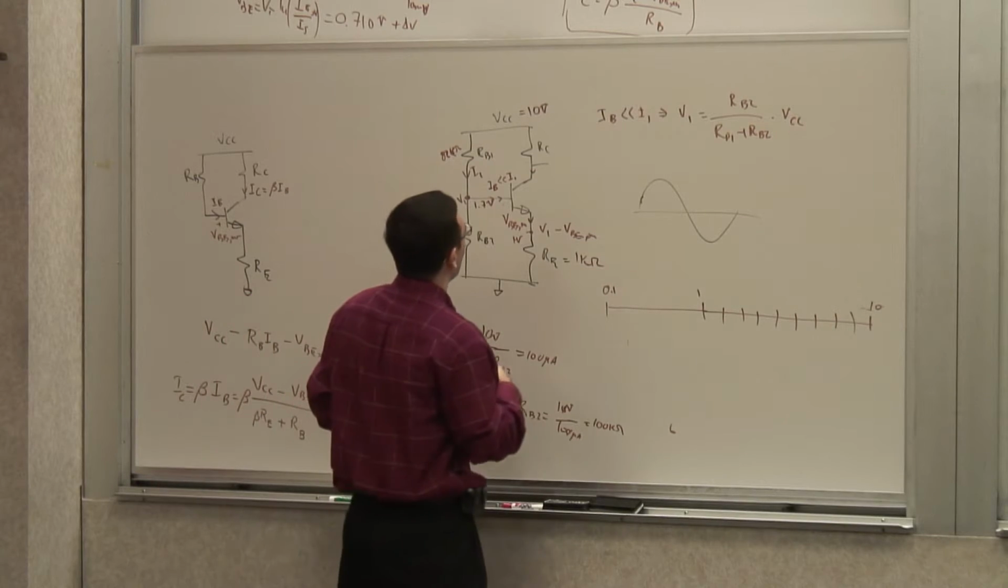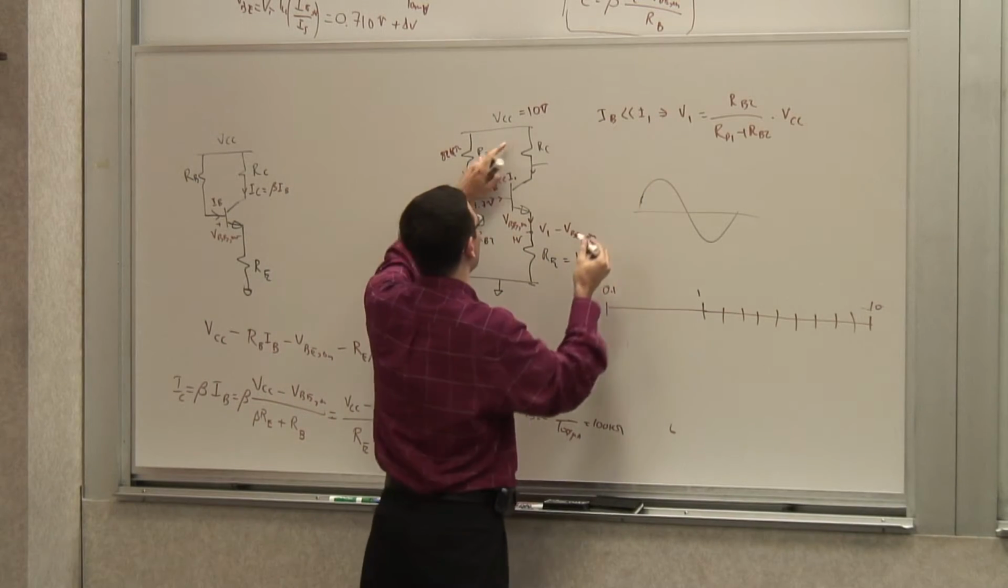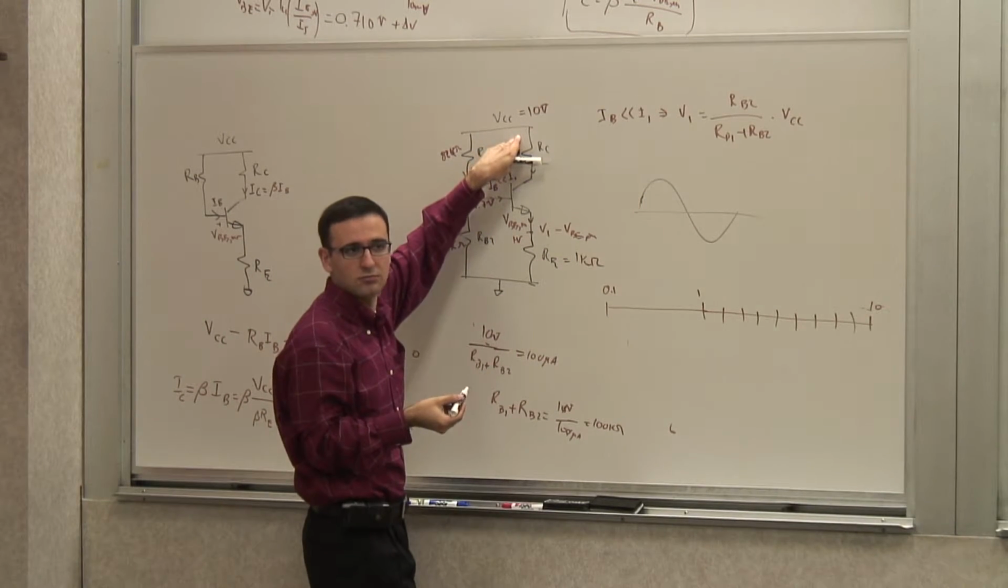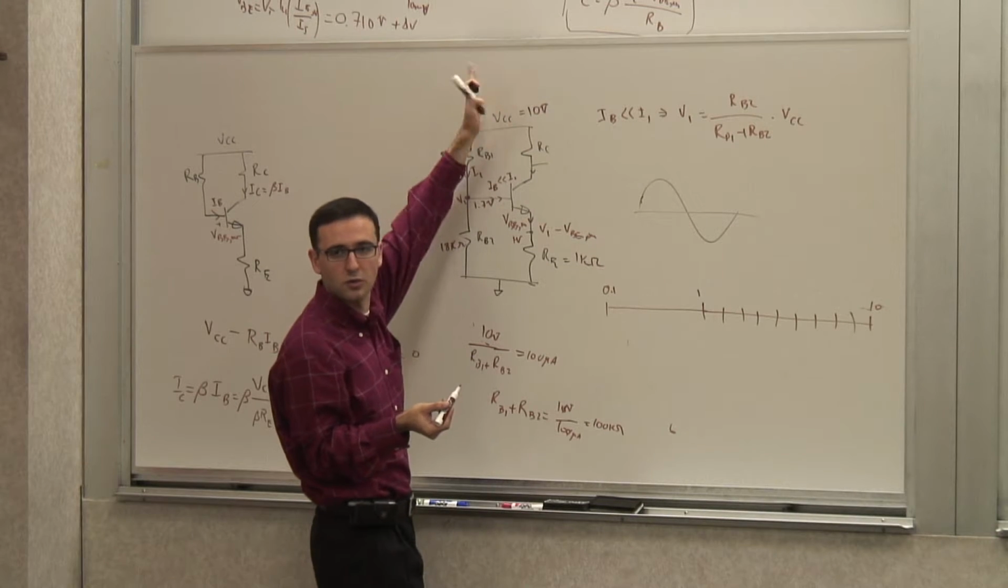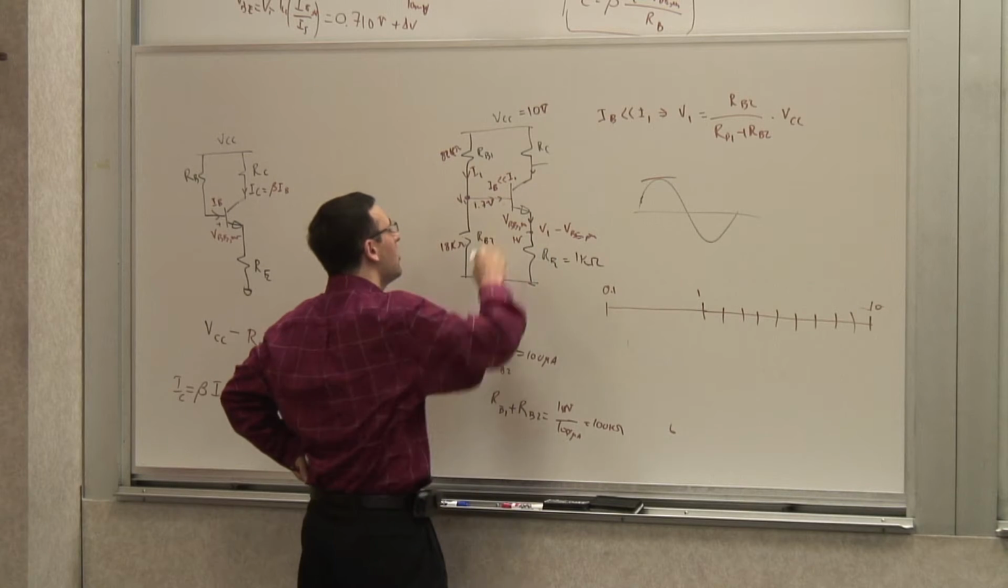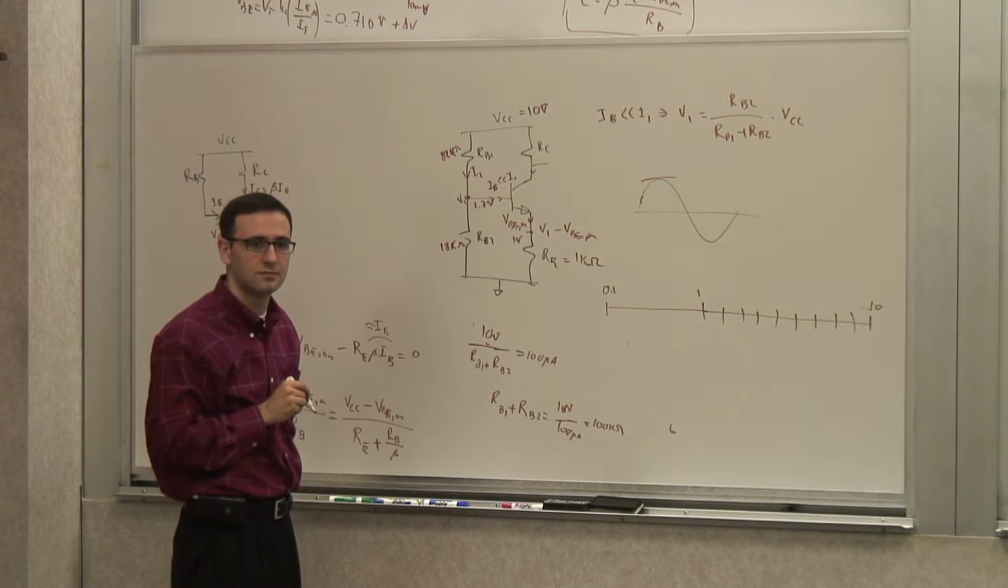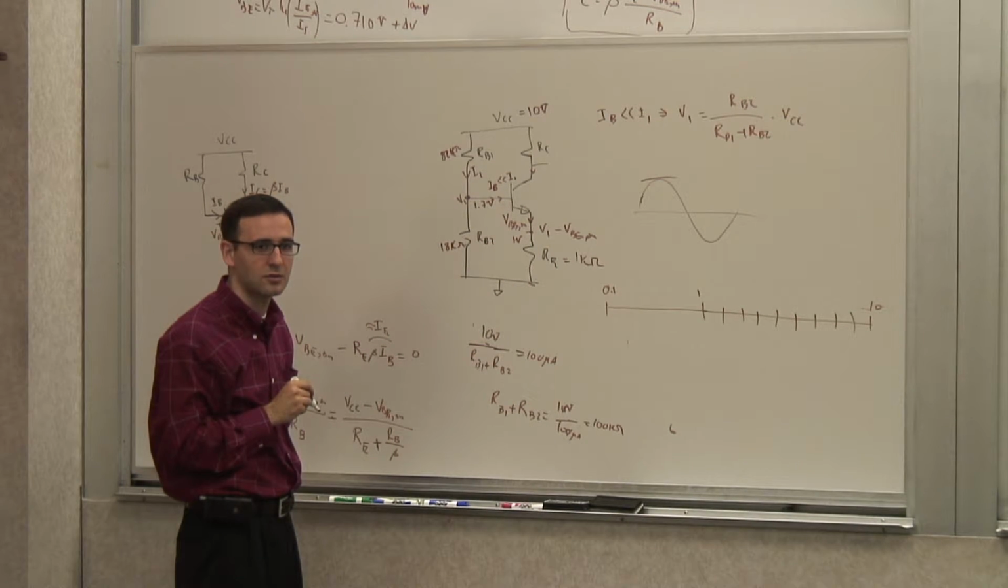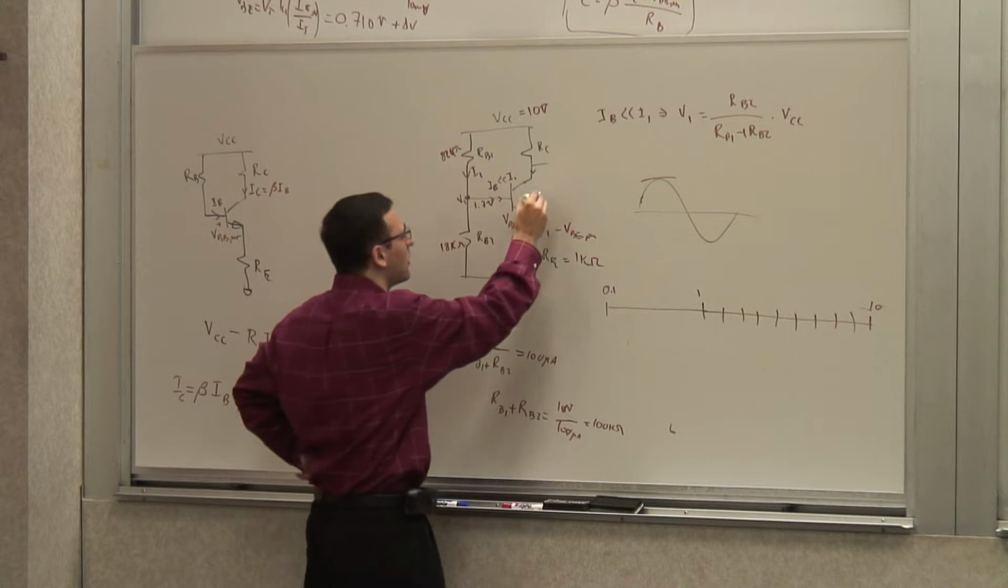So let's see, the upper end is very clear, right? How high can it go? VCC. Because if the current is 0, it basically goes to 10 volts. So the top end is clear. How low can this go before it hits saturation? VCE should be about 0.2 volts.